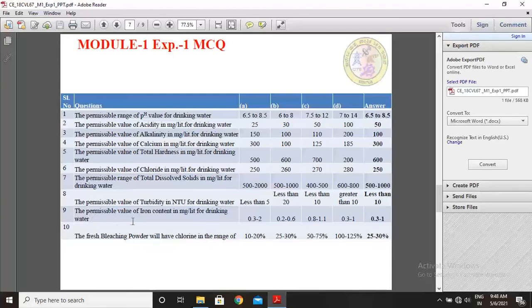The permissible value of iron content in milligram per liter for drinking water is 0.322, or 0.2 to 0.6, or 0.8 to 1.1, or 0.3 to 1. Correct answer is 0.3 to 1 milligram per liter. The fresh bleaching powder will have chlorine in the range of 10 to 20%, or 25 to 30%, or 50 to 75%, or 100 to 125%. Correct answer is 25 to 30%.